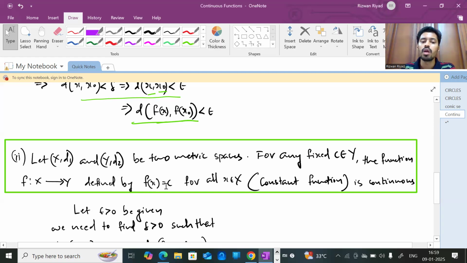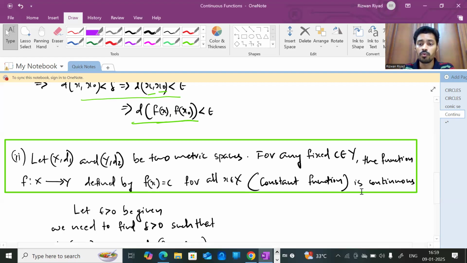f of x equals a constant. No matter what the value of x is, f of x is always that fixed number c, that fixed element c in our Y. That function is known as the constant function. That function is also continuous.